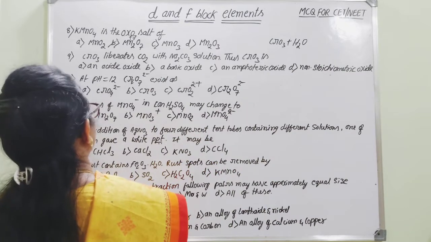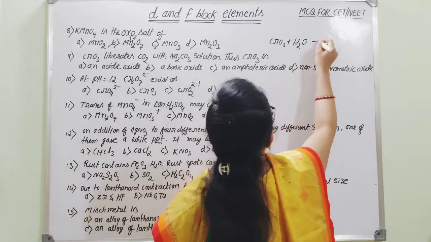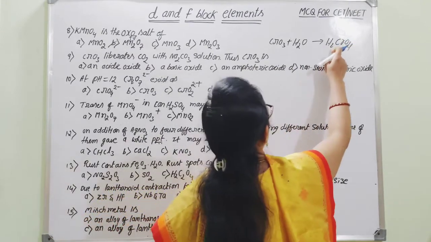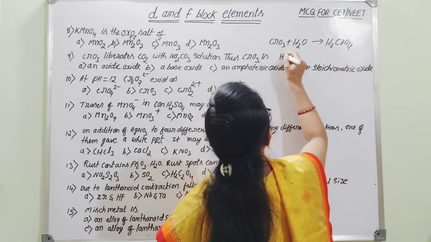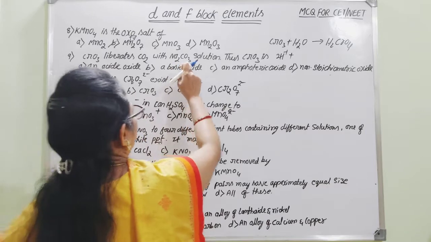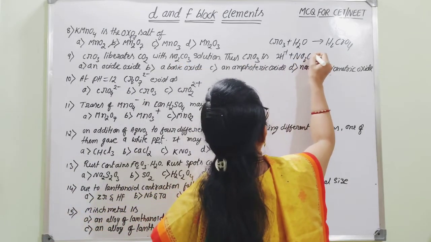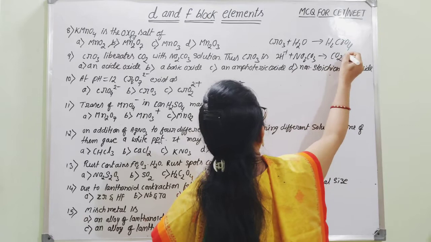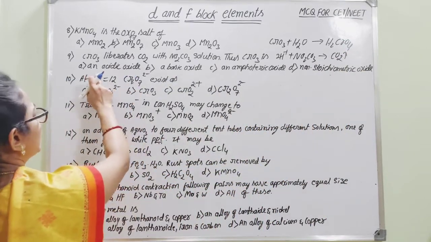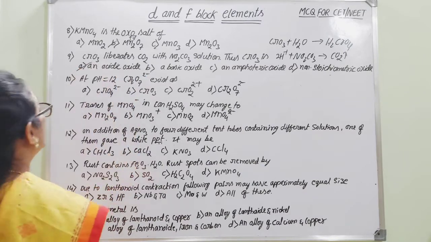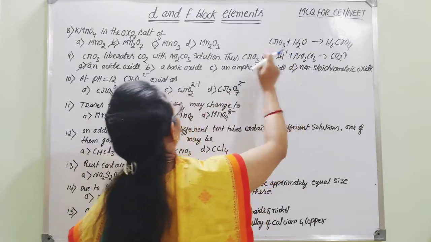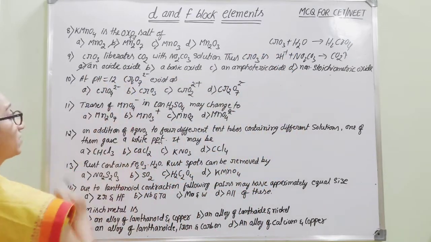Therefore, in aqueous medium you get the formation of H2CrO4, and this H2CrO4 contains H+ ions. These H+ ions directly interact with the sodium carbonate. Hence there is liberation of carbon dioxide gas. Therefore, which is the right option? It is actually acting as an acidic oxide. Therefore, option A is the right answer. Because of the liberation of H+ ions, CrO3 acts as an acidic oxide.